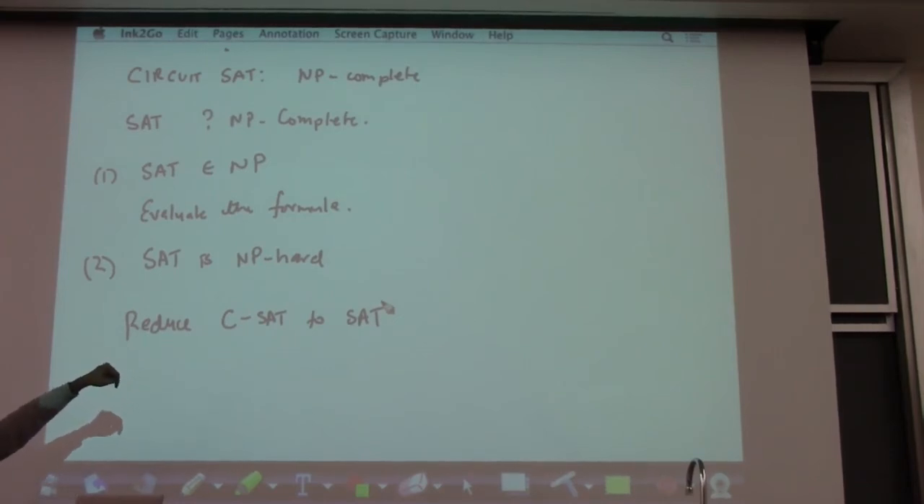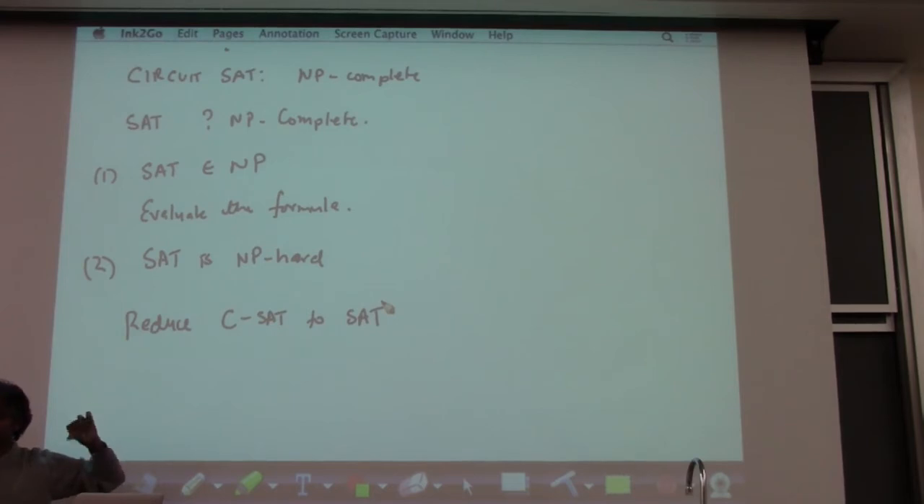In order to do that, we need to look at what these two problems represent and construct a mapping from one to the other. What is the input to a circuit SAT instance? Yes, could you just say one more thing about intuition? Because I was going to go the other way around.